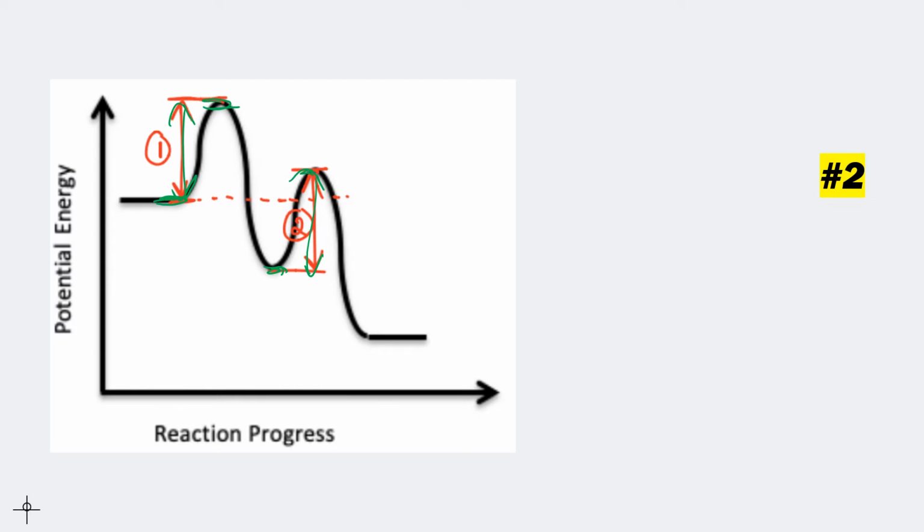Since these are pretty similar in height, there is actually no true rate determining step because they're very similar in height. I mean, you can argue maybe one's a little bit bigger, but technically, for this one, there's no true rate determining step because they're about the same height.